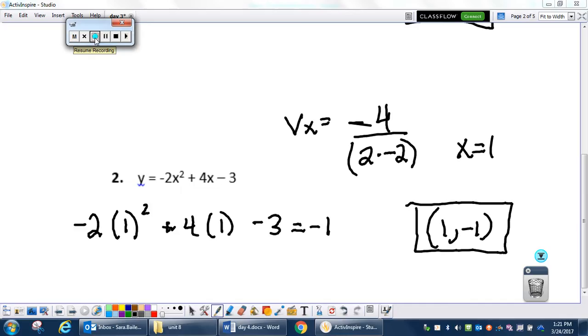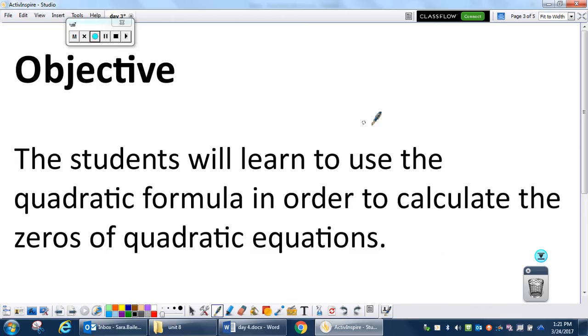Okie dokie, so now you have the vertex. So today we're going to learn to use the quadratic formula, which we have already done, and a lot of you guys already do in all of your classes. So the tricky part today is we're just going to be applying it to real world problems.